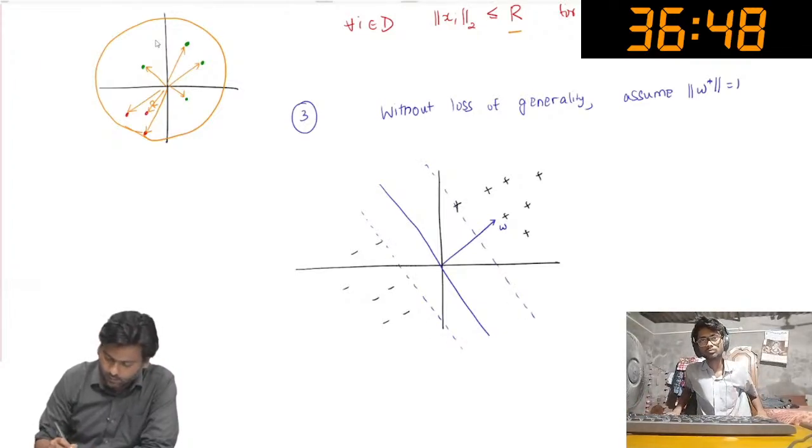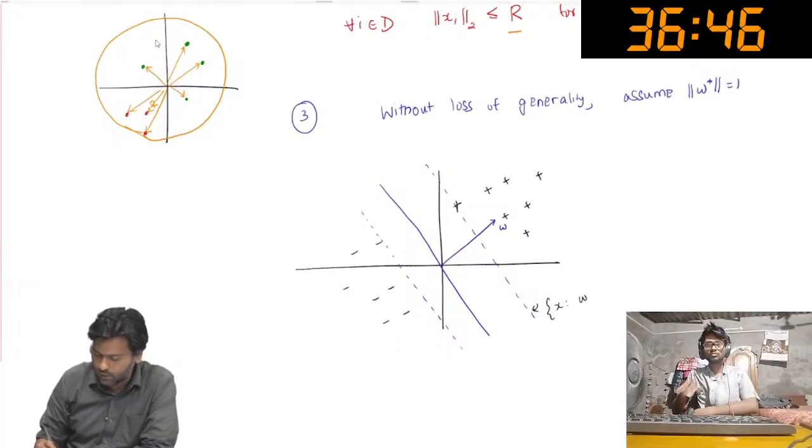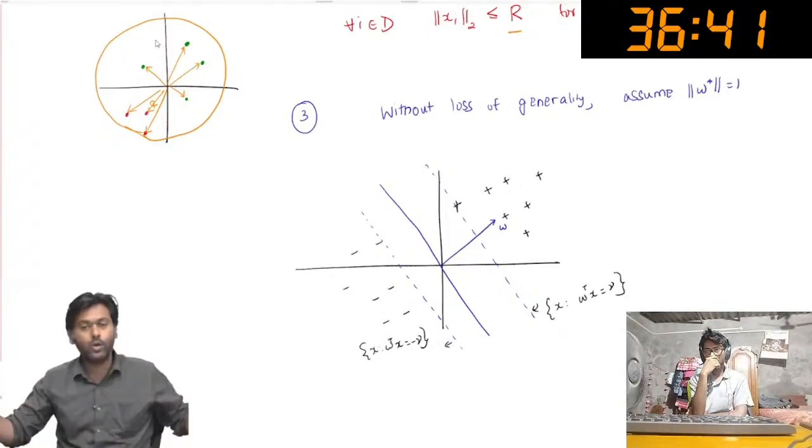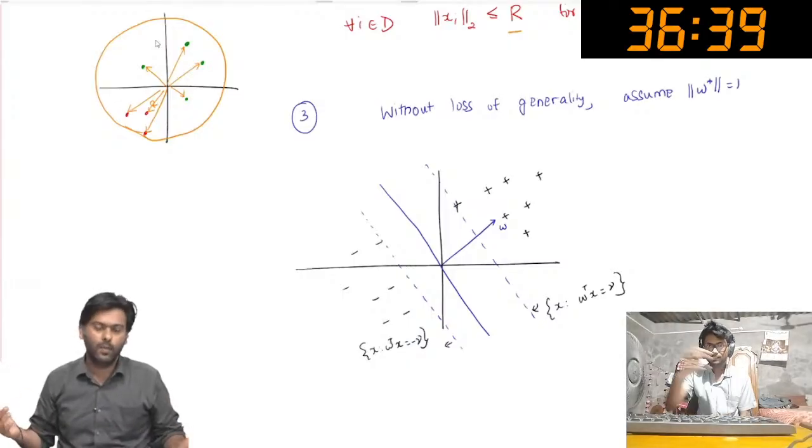Now this is a w, and this is the set of all x such that w transpose x equals gamma. Of course, this is the set of all x such that w transpose x equals minus gamma, and all my data points are on both sides. But now I observe that this w's length is not 1, right? So maybe let's call this w star.